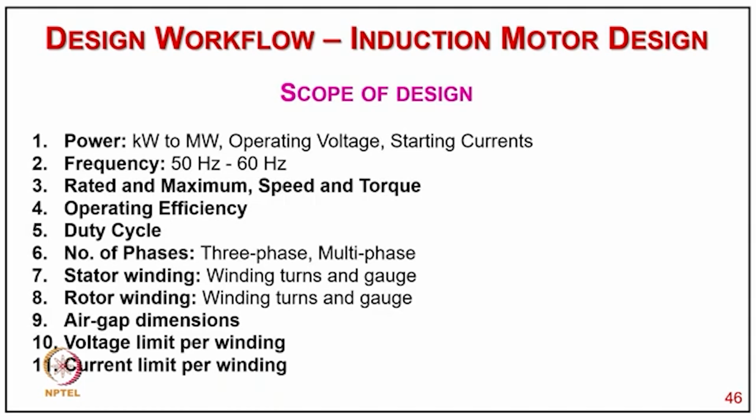So, considering the scope of design, we have of course the specification as a starting point, the power, which can be kilowatt or megawatt, especially for a motor. Then we have the operating voltage, starting current, then the frequency, for example 50 or 60 hertz.